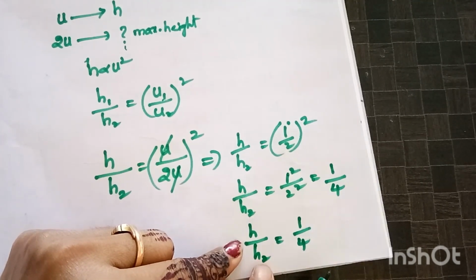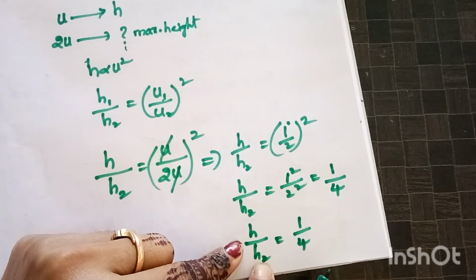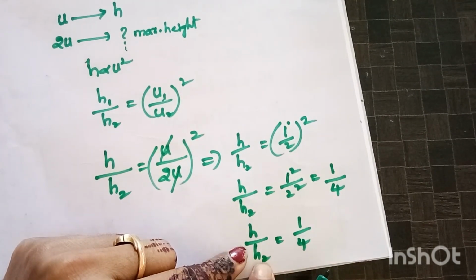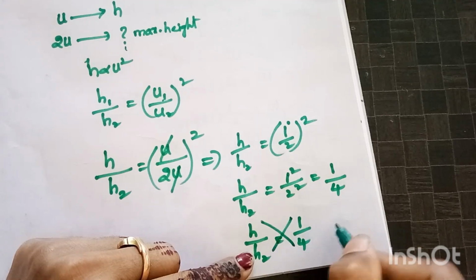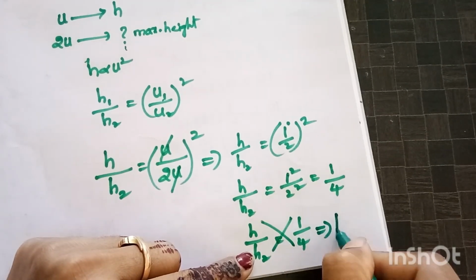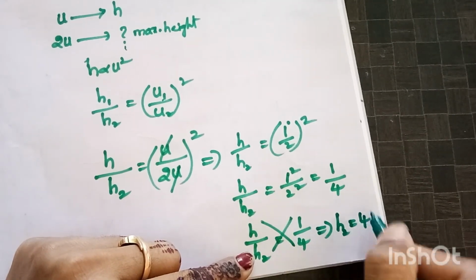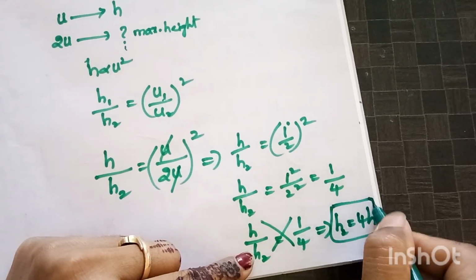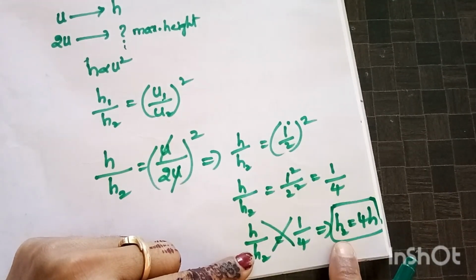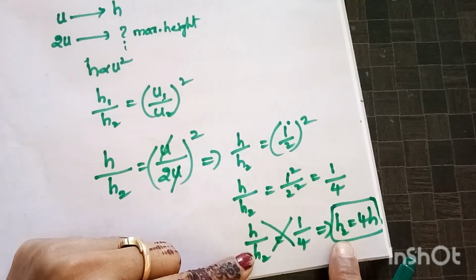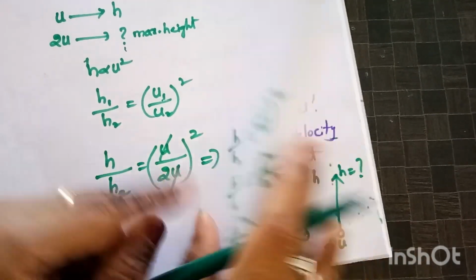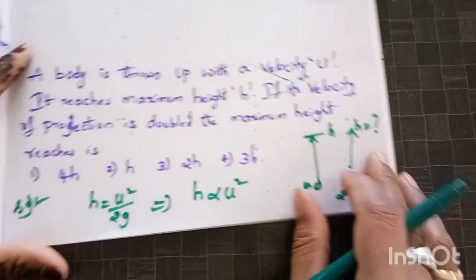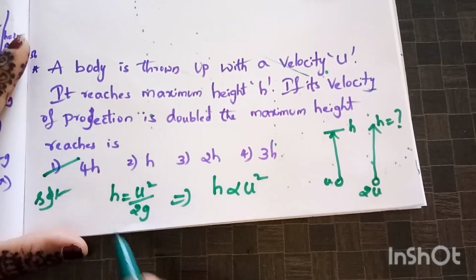We want the value of h2. h2 means this is the maximum height when the velocity of projection is doubled. So cross multiply this. You will get h2 equals 4h. So what will become the maximum height when the velocity of projection is doubled? We will get 4h. So the answer will be 4h.